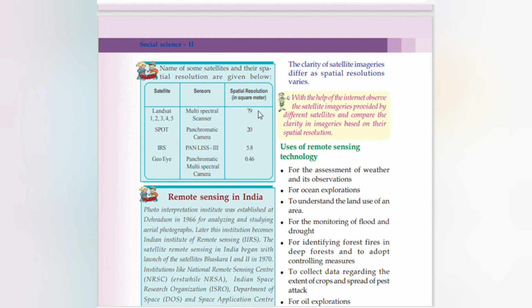Names of some satellites and their spatial resolution are given below. Satellite Landsat 1, 2, 3, 4, 5: sensor multispectral scanner, spatial resolution 79. SPOT: panchromatic camera, 20. IRS: PAN, 5.8. GeoEye: panchromatic multispectral camera, 0.46.